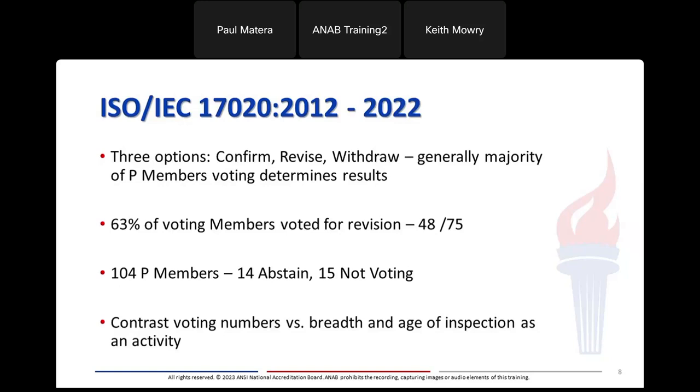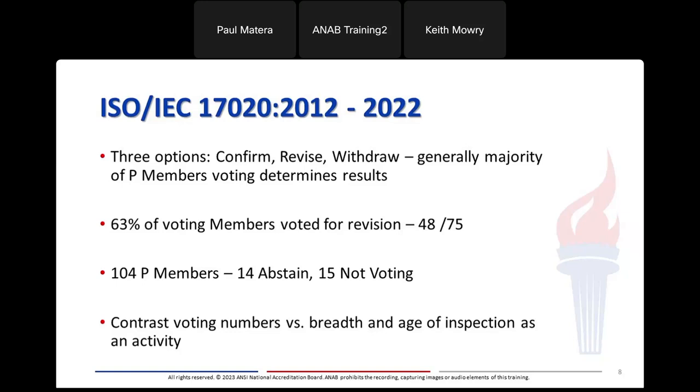63% of the voting members at ISO CASCO, 75 members within CASCO actually voted on that systematic review, and 48 of them voted to revise the standard, 27 voted to confirm. Now, the interesting thing is that there were a substantial number of CASCO members that didn't vote at all. And that was a little surprising to me, because I think inspection, if it's not the most widely practiced conformity assessment activity, it's certainly one of them. And it really goes way, way back in history as an activity in general. So to think that a fair chunk of CASCO member bodies had no opinion whatsoever on whether a document for inspection bodies should be revised or not, that was a little surprising.